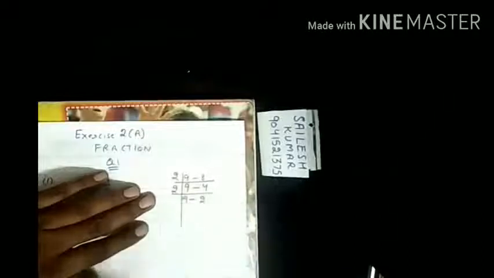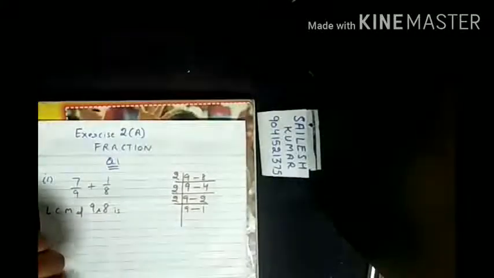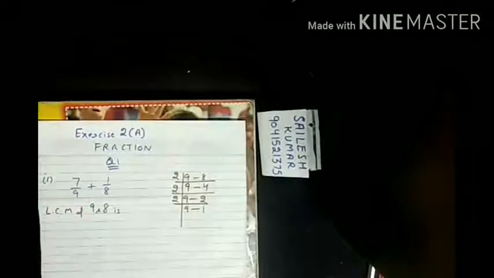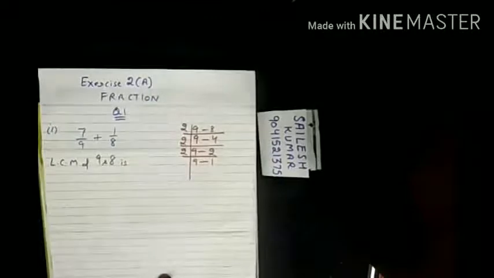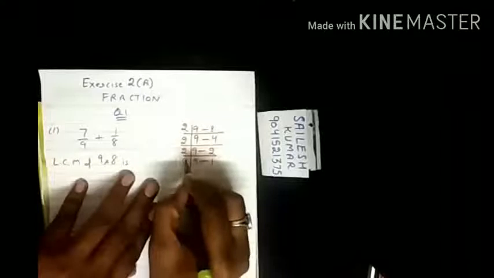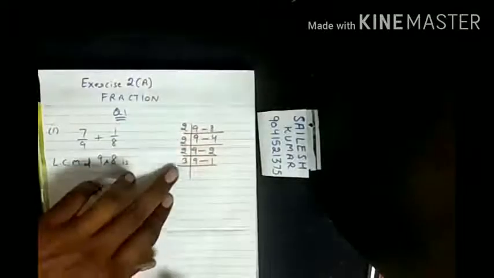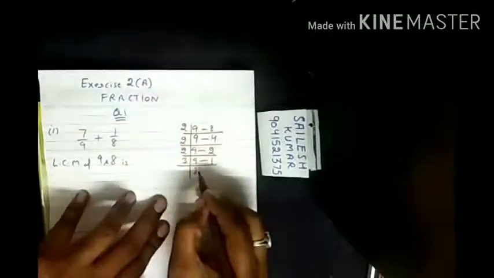Again, 4 is divisible by 2, that is 2. Again 2 is divisible by 2, we get 1. Now the 9 is there. 9 is not divisible by 2. Therefore we will not continue with 2. We will move to the next prime number. The next prime number is 3. 3 divides 9 in the table of 3. So 3 threes are 9 and 1 is as it is.